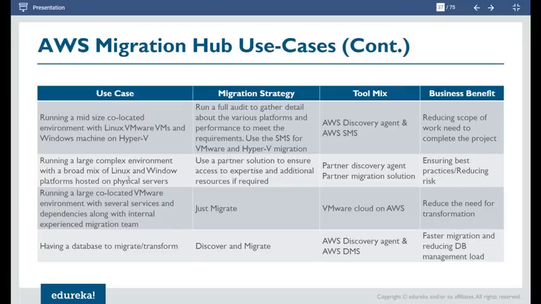Running a large complex environment with a broad mix of Linux and Windows platforms hosted on physical servers. Now this is your physical server. AWS does not have its own tool for any physical server, so you need to use some third party partner discovery agent and partner migration solution. If you have physical servers, you need to leverage some third party partner solution.